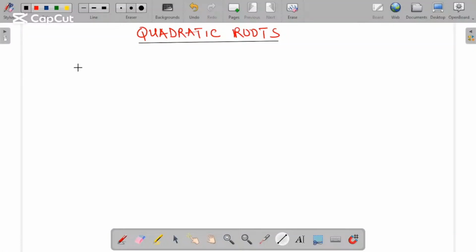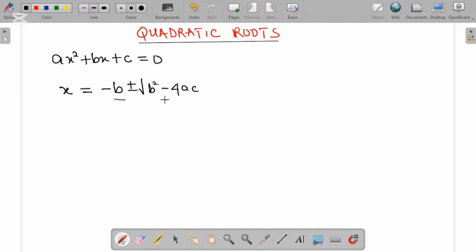Remember we talked about quadratic roots. If we have a quadratic equation, ax squared plus bx plus c equal to 0, we saw that the quadratic root, which is x, is equal to (-b ± √(b² - 4ac)) all over 2a. This is the formula method.